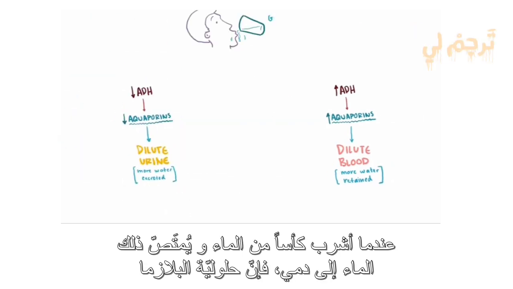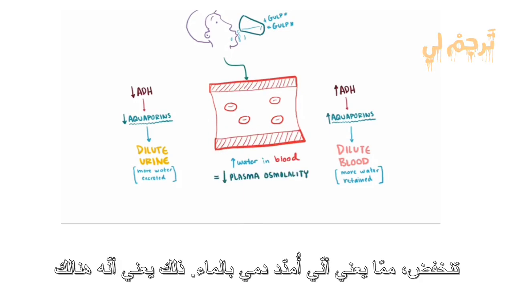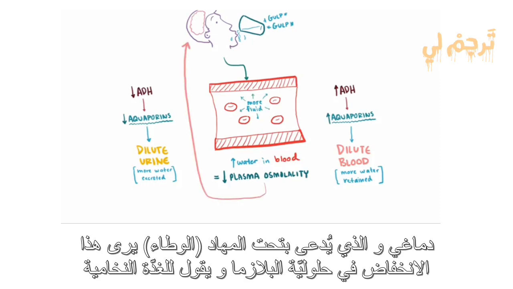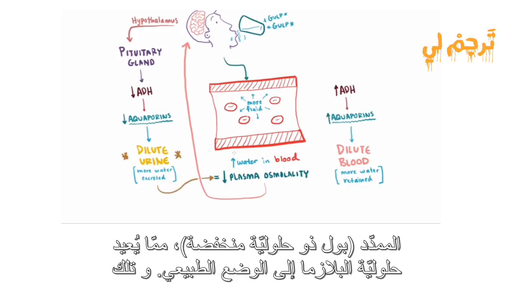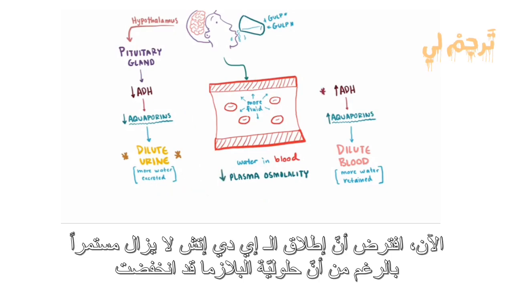Now when I drink a glass of water and that water is absorbed into my blood, my plasma osmolality drops, which means I'm diluting my blood with that water. And that means that there's more fluid for all those blood cells to bounce around in. The part of my brain called the hypothalamus sees this drop in plasma osmolality and tells the pituitary gland to slow down the release of ADH. Low ADH leads to lots of diluted urine, which brings our plasma osmolality back to normal, and that is a nifty feedback loop.